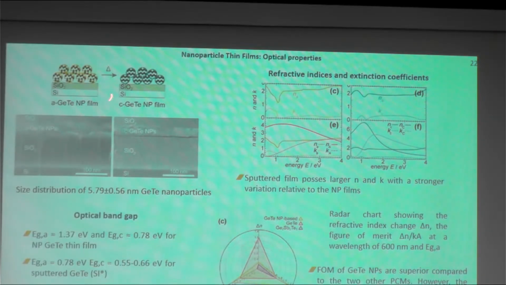The size distribution of such GT nanoparticles is in this range, like 6 nanometers. And what happened with such nanoparticles with such small size is that the band gap of the amorphous material is much larger, 1.4 eV. And this is for the crystalline nanoparticle thin film. Again it is reducing here. It should be so for thin films.